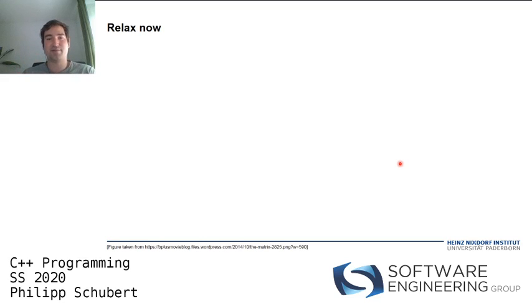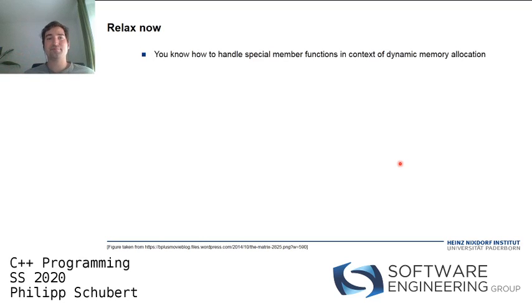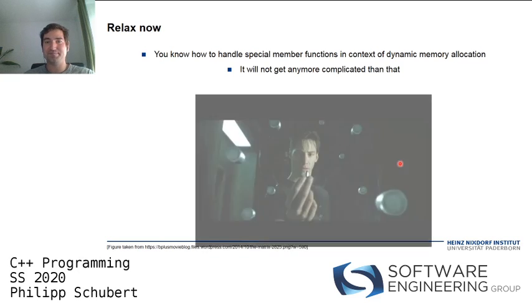So you can also go through it one by one, little by little, on a piece of paper, which also makes it much more understandable. But now you can really relax, so you now know how to handle special member functions in the context of dynamic memory allocation, and it will not get any more complicated than that. If you manage to swallow that, if you have a clear mind of how it works, then you are now pretty much unstoppable in terms of your C++ programming skills.